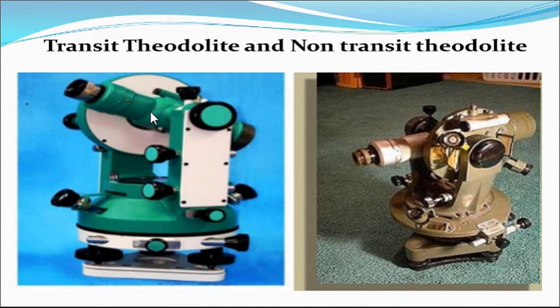Okay, this is a transit theodolite, where we can revolve this telescope, but this is a non-transit theodolite. Here the telescope is fixed and we cannot revolve it. You can see in its length, it cannot revolve through it. Here we can revolve it through its horizontal axis in the vertical plane. That is a transit theodolite, and for our practicals we have to use a transit theodolite.